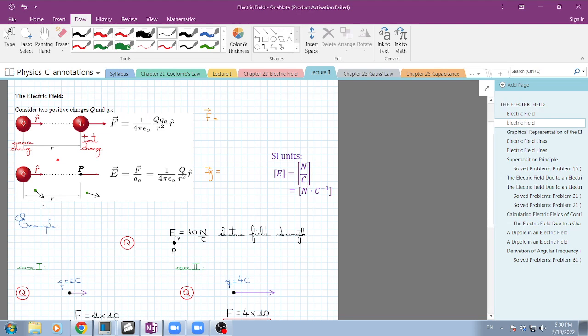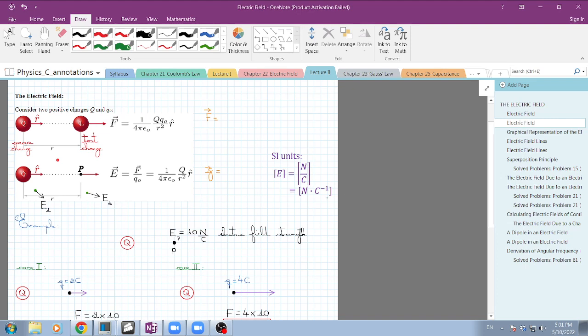Just to make you understand that this is a 3-dimensional phenomenon. Let's call this point 1, this point 1. Well, the units of electric field are Newton per Coulomb. Sometimes you're going to see this represented like this, Newton to the -1. This is very common in scientific papers.